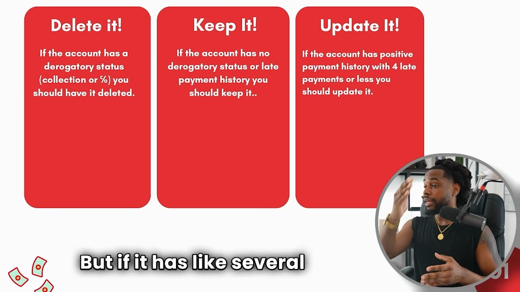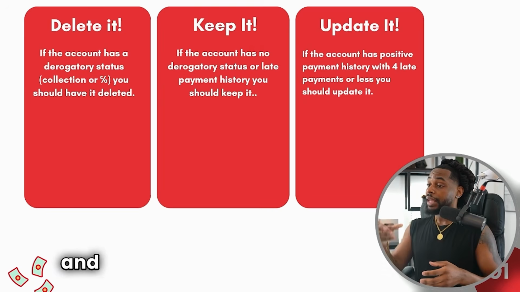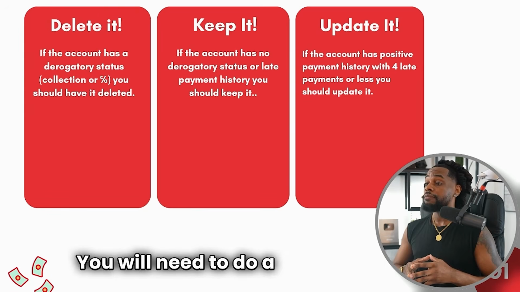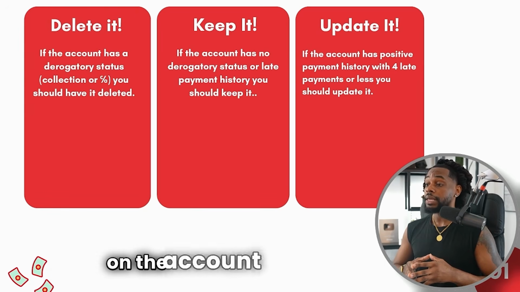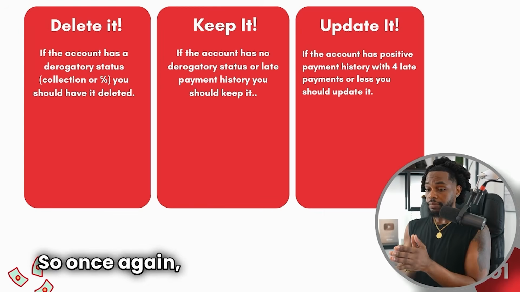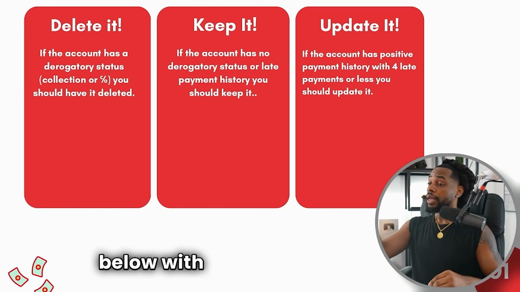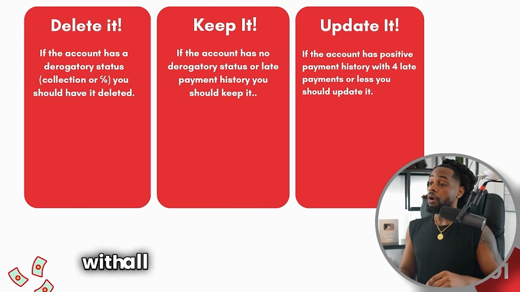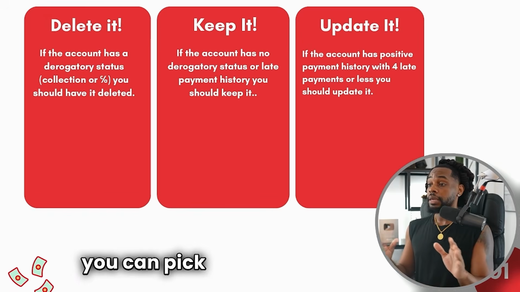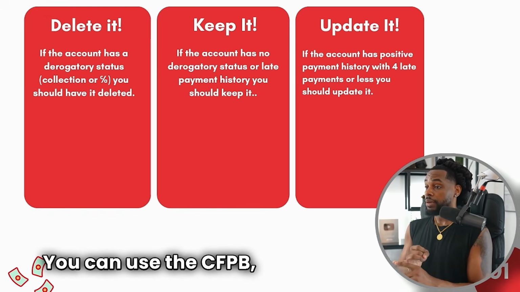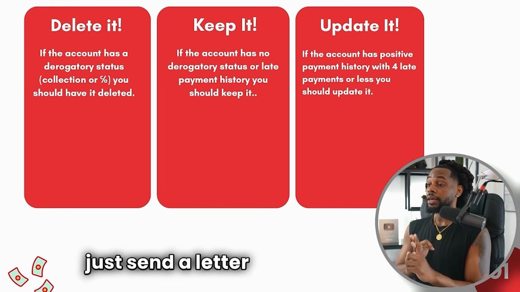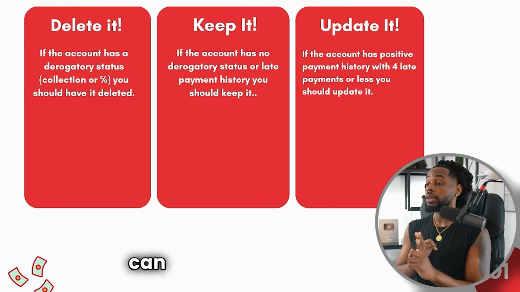But if it has several late payments and it's just a lot and the account is closed, then yes, you will want to dispute that. You will need to do a factual dispute and dispute something on the account that is inaccurate, and then you can get that account deleted. So once again, there is a timestamp below with every single video that should correspond with all of these situations. And the method you would use to actually get these deleted, you can pick for yourself. You can use the CFPB. You can use, let's say, Ryezing.com. You can also just send a letter certified. Any of those options can work for you.